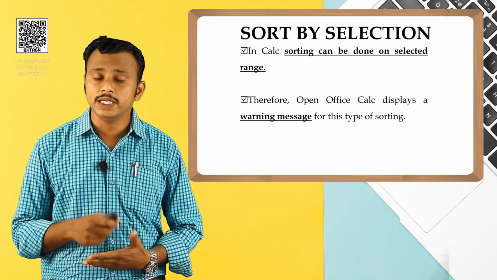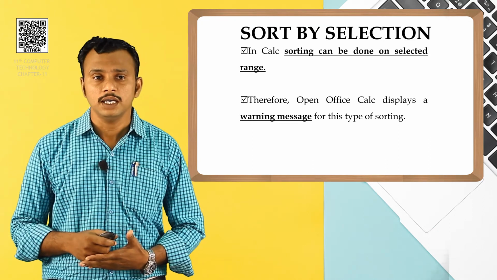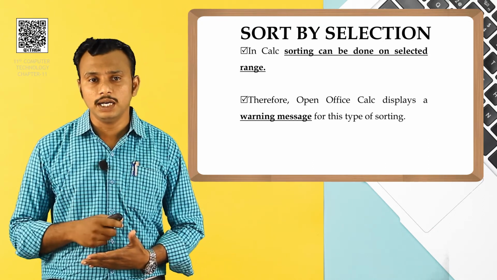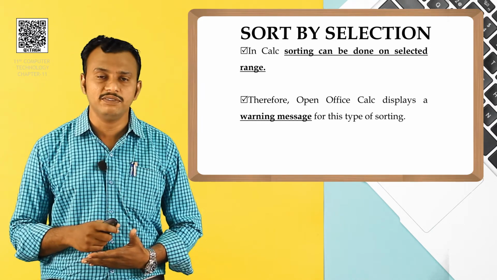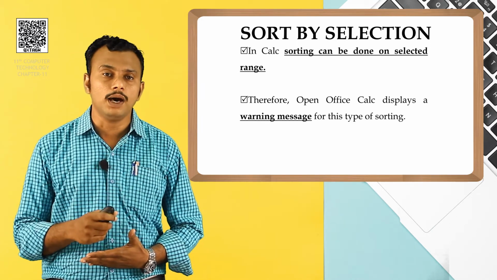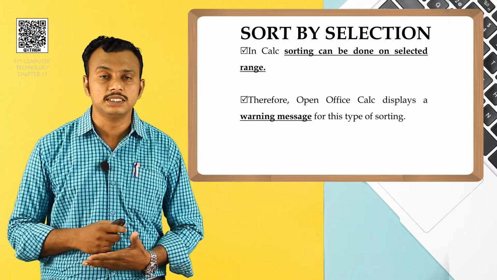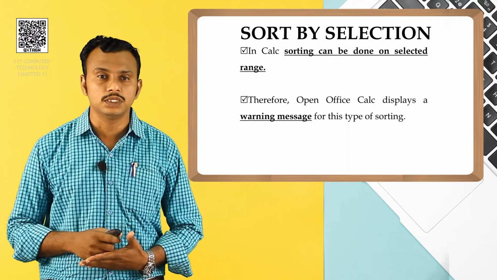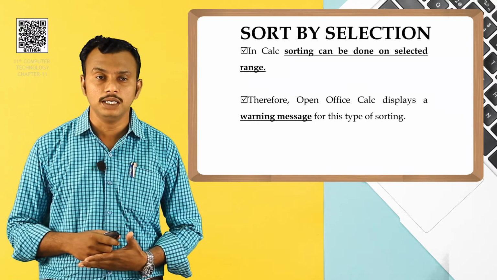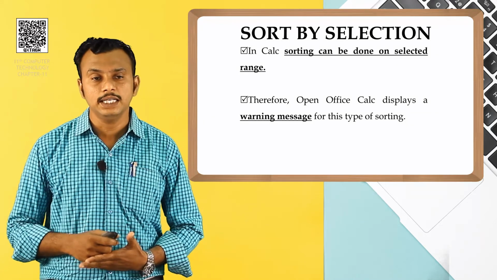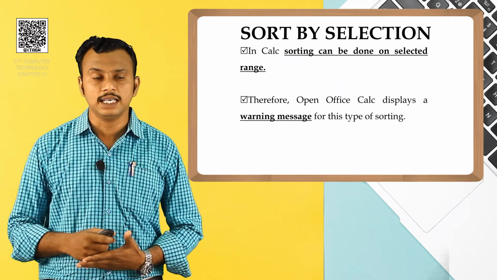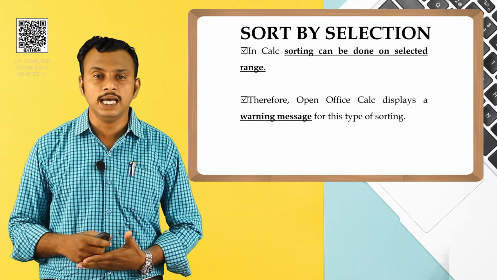But whenever we do this type of sorting, we can get a warning message, that is OpenOffice Calc will display a warning message whenever this type of sorting is used. So in that particular warning message, we can select either extend the current selection or we can go with the current selection.